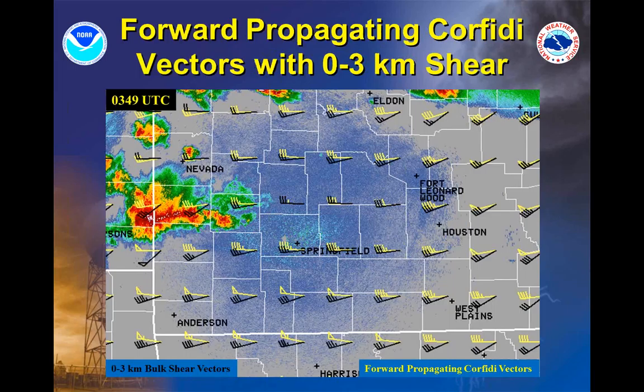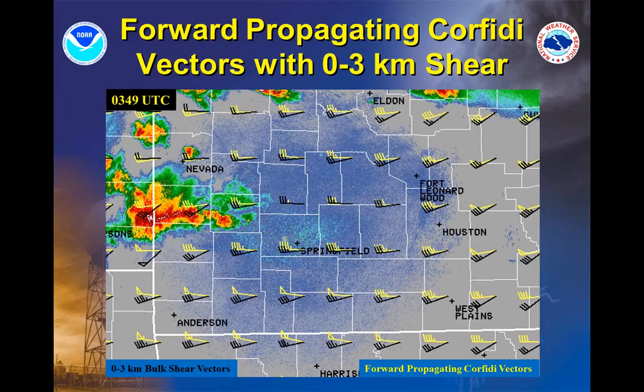Okay, so starting to put pieces of the puzzle together here. What's now been overlaid on top of the forward propagating Corfidi vectors is your 0 to 3 kilometer bulk shear vectors. One thing that's unique about this event, assuming that thing's going to become forward propagating and move off to the east, is that your 0 to 3 kilometer shear vectors are nearly parallel to that, oriented very similarly from Springfield onto the north.